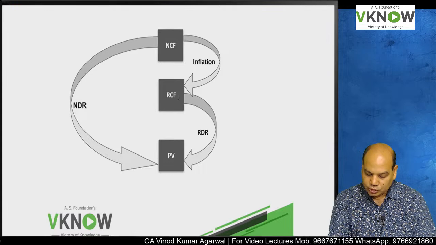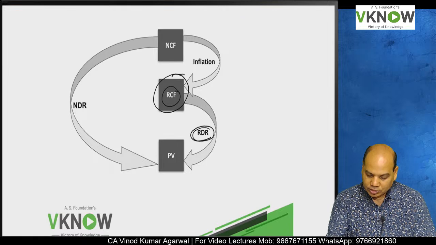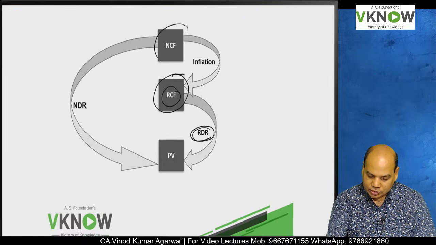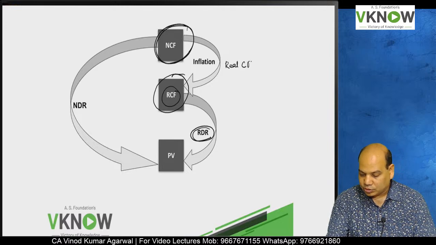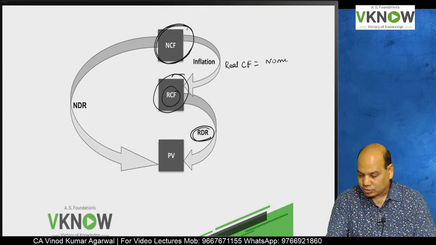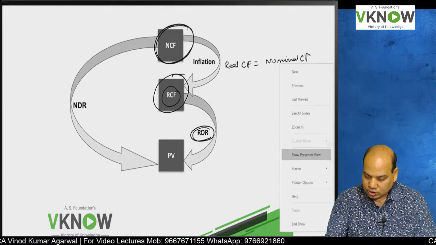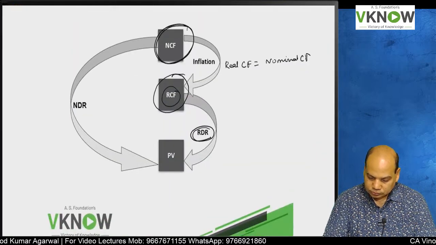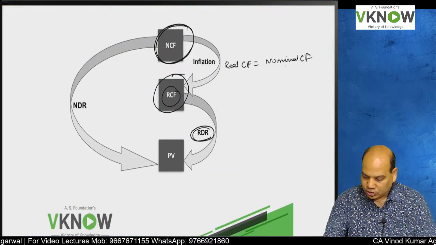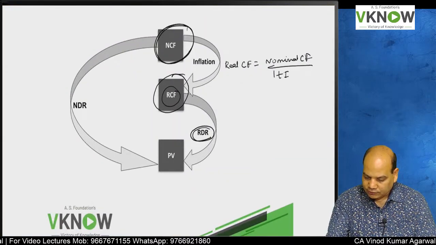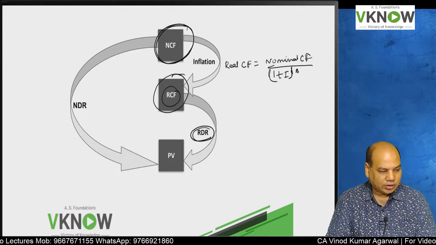So if you have to use real cash flow and real discount rate, but the question gives you nominal cash flow, first you will have to convert nominal cash flow into real cash flow by using the formula: nominal cash flow upon 1 plus inflation rate to the power n. And then you can use real discount rate.